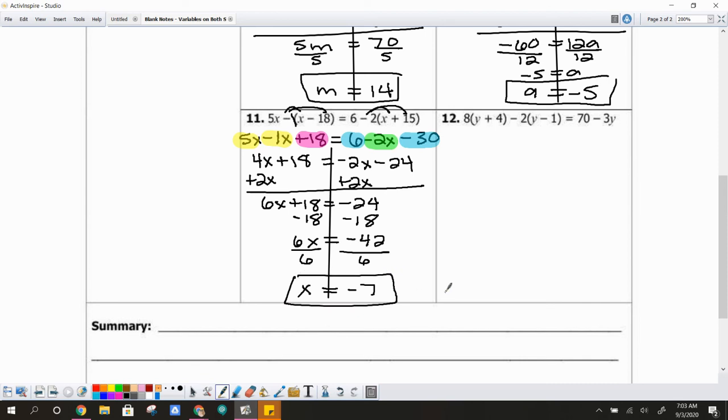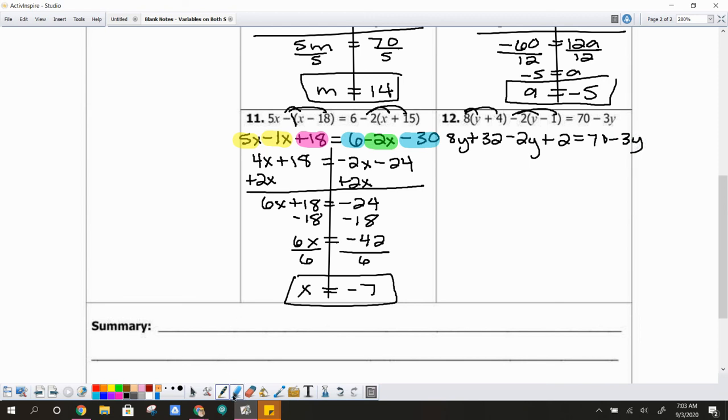All right, so number 12, you're going to pause it. You're going to try this one yourself, and then press play when you're ready. So for 12, you're going to go ahead and distribute first. So you have 8y plus 32 minus 2y plus 2 equals 70 minus 3y.